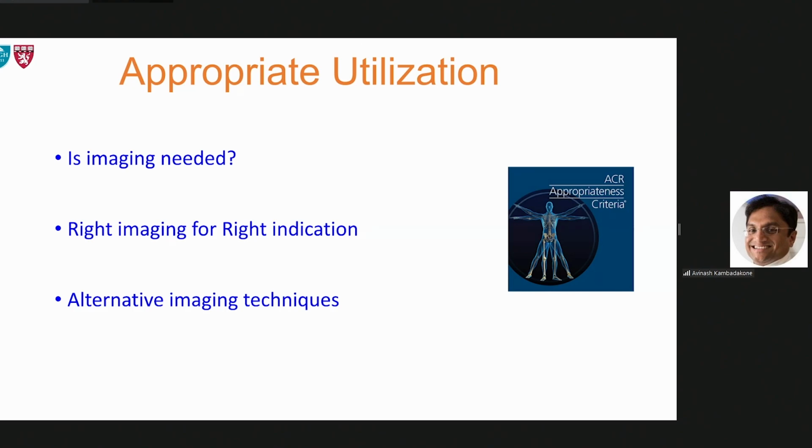A very useful resource for referring providers and for radiologists is the ACR appropriateness criteria, which are evidence-based guidelines which assist referring physicians and other providers in making the most appropriate imaging and treatment decision for specific clinical indications. Employing these guidelines helps providers to enhance the quality of care and contribute to the most efficacious use of radiology.